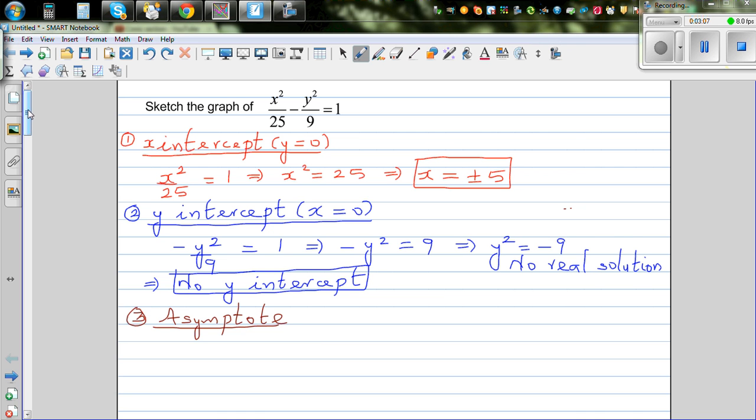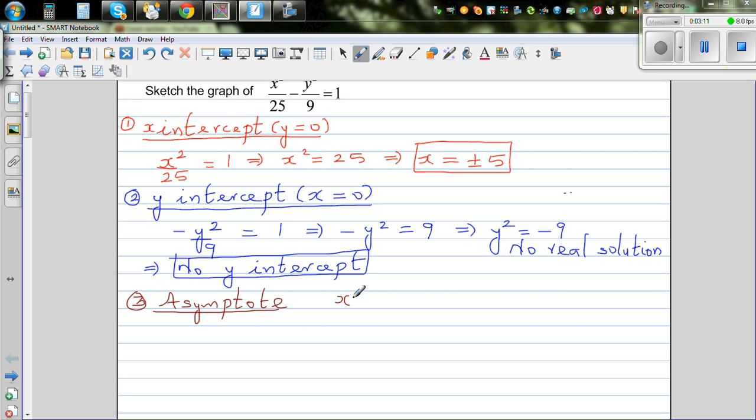So let's first write this in terms of y. The equation is x squared over 25 minus y squared over 9 is equal to 1. So let's make y the subject. To find the asymptote, we are asking the question: what would y approach when x approaches positive or negative infinity? So y squared over 9 is x squared over 25 minus 1. What I did is I moved this to this side and this to this side. Multiplying 9 to both sides, y squared is equal to 9 over 25 x squared minus 9.